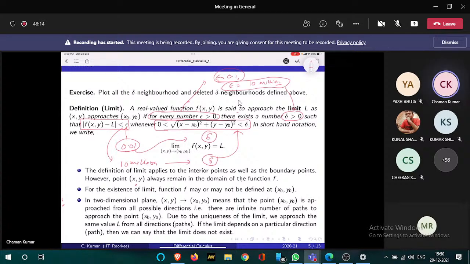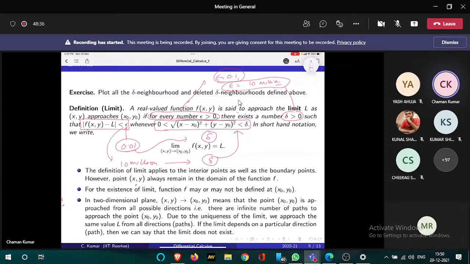So essentially, this means that whenever the size of the delta is going down and down, or whenever you are approaching the point x0, y0 from all possible directions, the value of the function is approaching the real number L.